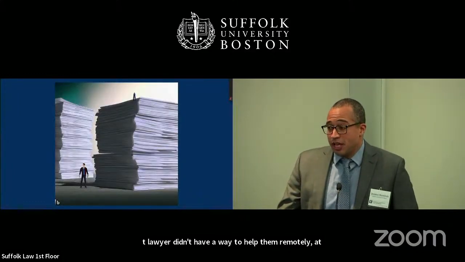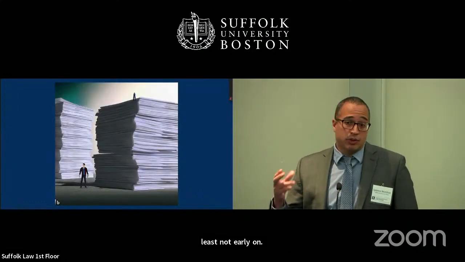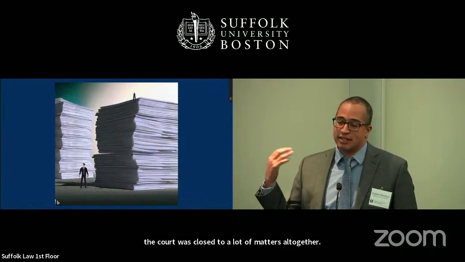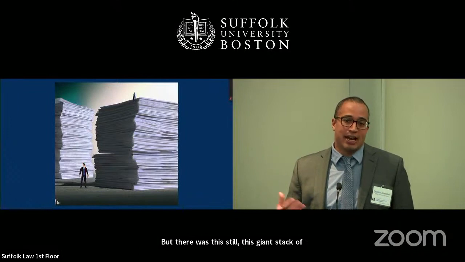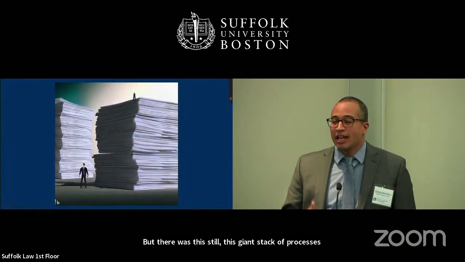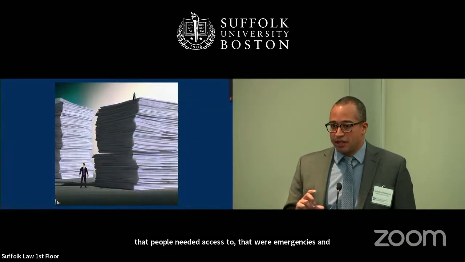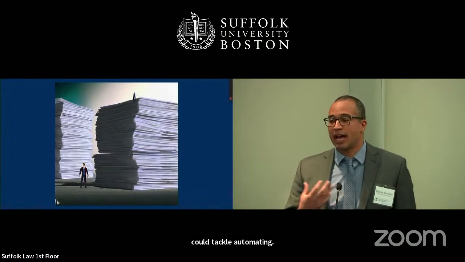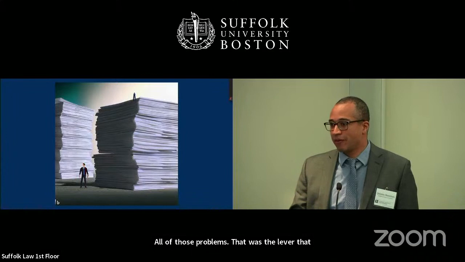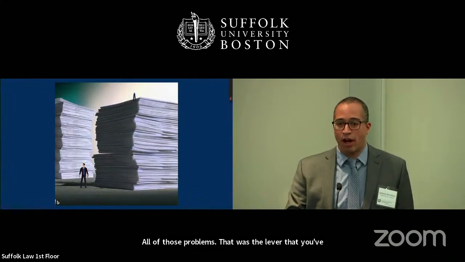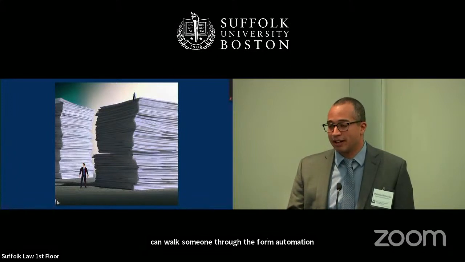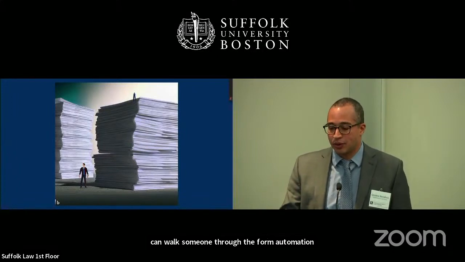And this was the other part of that problem, right? The court was closed to a lot of matters altogether, but there was still this giant stack of processes that people needed access to that were emergencies. And it was a daunting problem for us to think about how we could tackle automating all of those problems. That was the lever that you've seen us use throughout the day, a guided interview that can walk someone through the form automation process, through the process of getting access to a legal right, rather, in court.